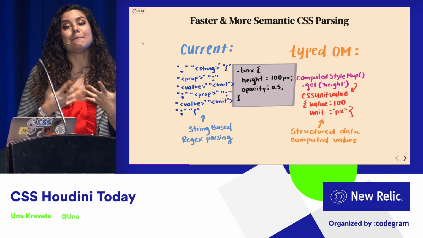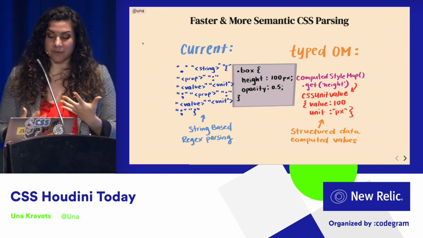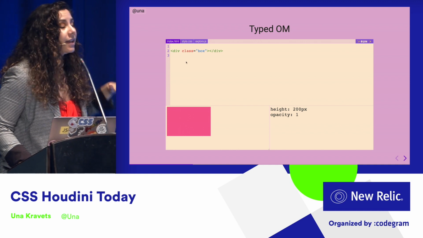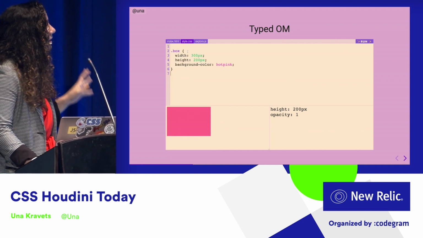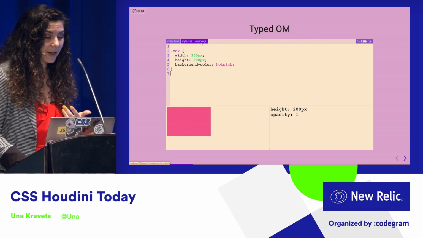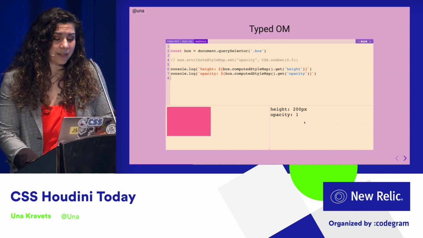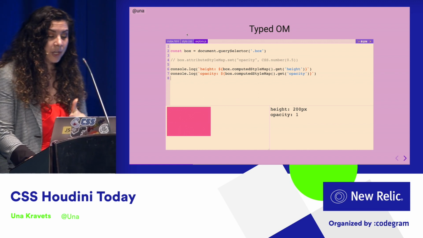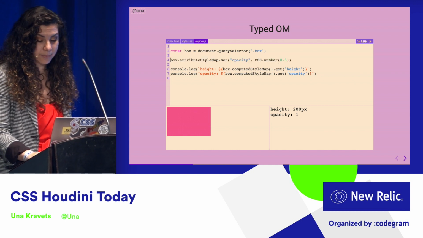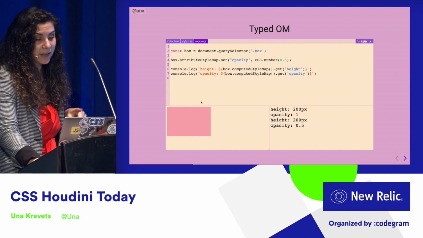But with the typed object model, we have structured data and computed value. So there's more semantic meaning to CSS. It's this object-like syntax of a CSS unit value. And so what does that look like? Here's an example of a box. I just have a couple of styles on it, a width and height, and a background color of hot pink. And then in the console here, I'm logging the height and the opacity. And so I'm doing that with computedStyleMap.get. You can also set values, so I can do computedStyleMap.set, and then it'll run this, and it'll update those values.